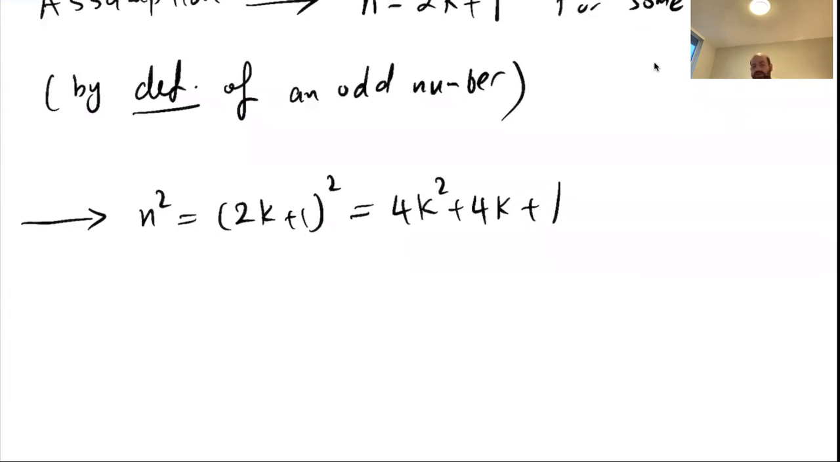I want to write this number as 2 times some number, could be k, could be k prime, right? Doesn't matter. 2 times some integer plus 1. Well, in 4k squared plus 4k, there is a 2. I can even take 4 as a common factor. But because I want to ultimately write it as 2 times some number plus 1, I will take 2 as a common factor. So 2 times 2k squared plus 2k, and then plus 1.